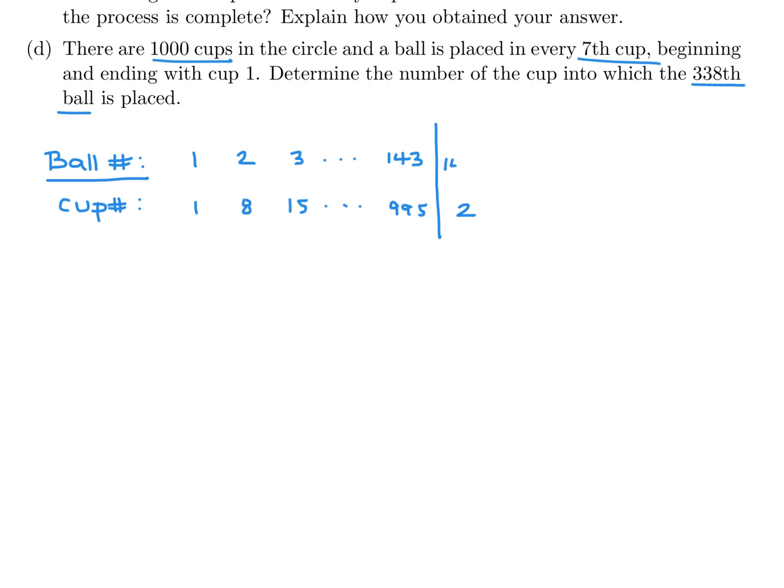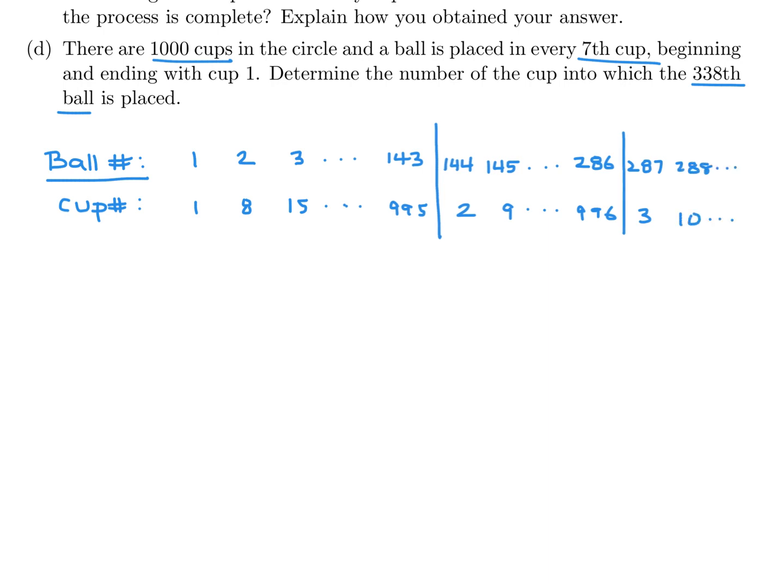So this would be the 144th ball. And then add 7 again, that's 9. So it would be the 145th ball. And then you just keep going like that, adding 7s. And eventually you get to 996, I believe, and that is the 286th ball. And then similarly, if you add 7 again, you get to 1003, but there is no 1003rd cup. It would be the third cup, and that is the 287th. And then the 288th would be 10 because you're adding 7.